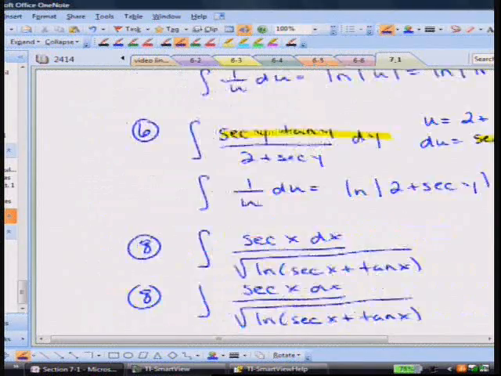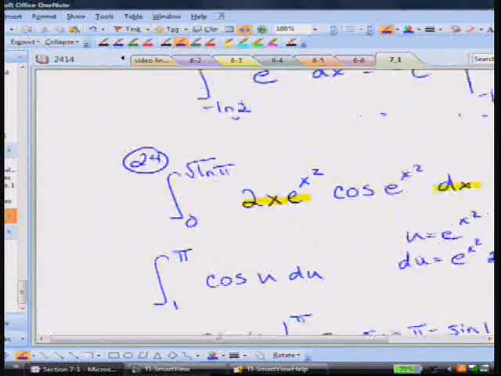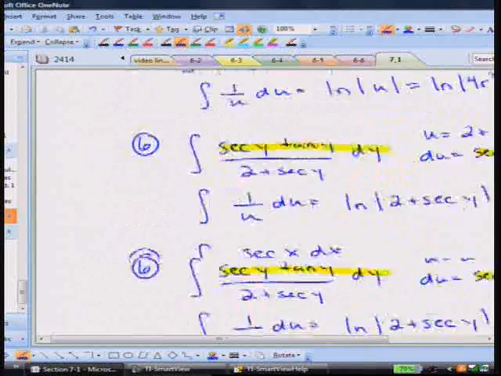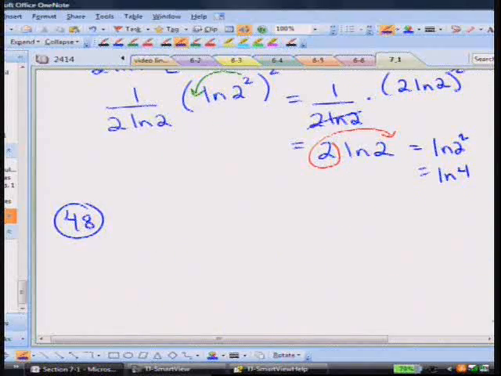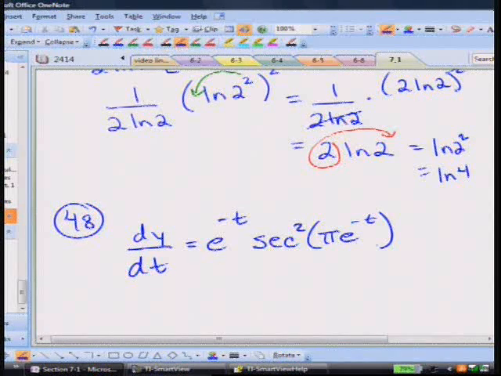So let's see. This is just integration. I'll show you. All right, so 48 was, what was it? Maybe I can get it from here. Probably should have typed these out. dy/dt equals e to the negative t secant squared of pi e to the negative t. And we know that y of ln 4 equals 2 over pi.